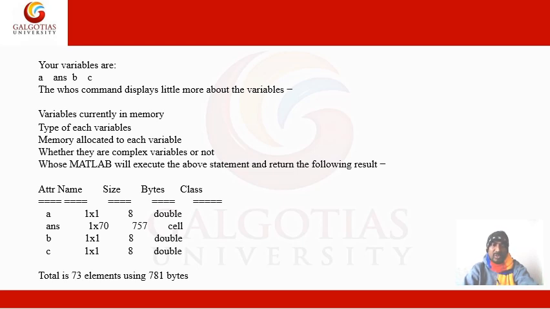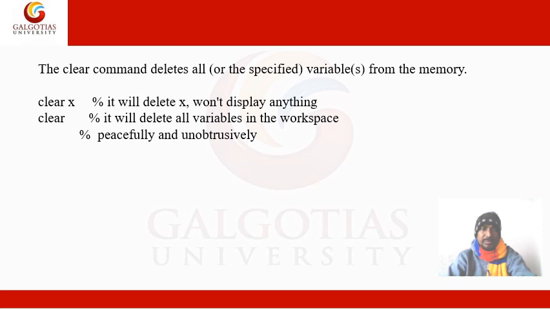So even if you had forgotten, it helps us to recall the variables we have used in the program. The who command will display a little more about the variables currently in memory: the type of each variable, the memory allocated to each variable, and whether they are complex variables or not. It is not only for simple variables; it also covers many different types of variables, like memory variables, complex variables, and so many things. So it will be helpful for project research.